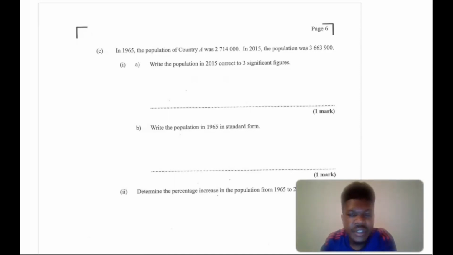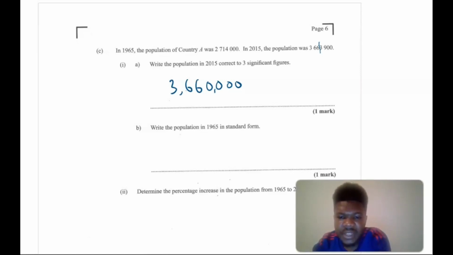Again, the first significant figure here is 3. The third one is 6. The digit immediately after the 6 is 3, so we're going to round down. So it's going to be 3, 6, 6, and we're going to replace every digit to our right with 0, so we can keep the value. So it's 3,660,000 now.